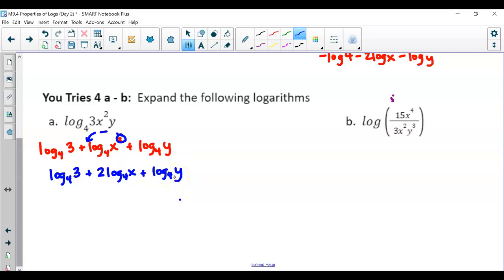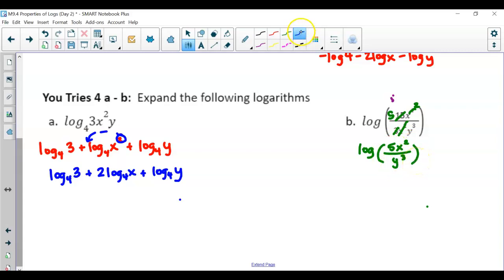So now here in B, we're again expanding, but before we do, we need to simplify. Well, now we've got 15 divided by 3. Well, 15 divided by 3 is 5, so this is 5 here. I also have x to the 4th over x squared, which means now here we have x squared, and both of our x's cancel out. And then here we're just left with y cubed. So when you simplify this, you should have 5x squared over y cubed.